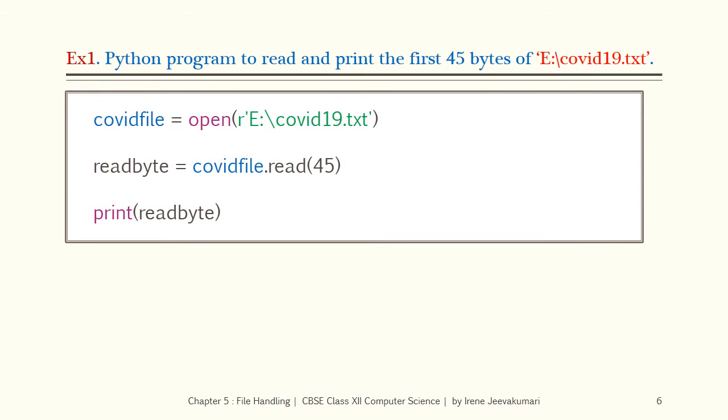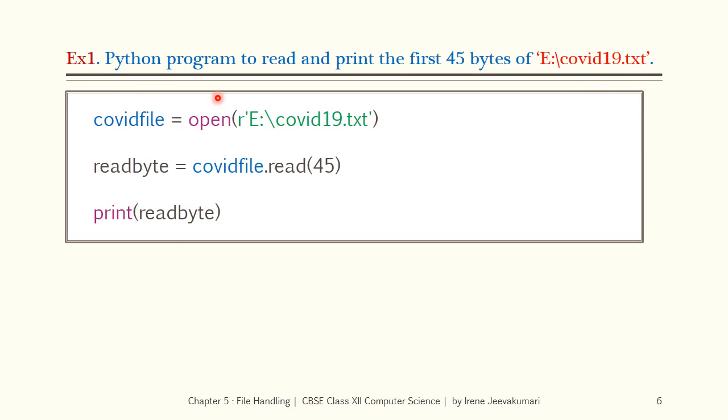Exercise 1. Python program to read and print the first 45 bytes of covid19.txt file from eDrive. We are asked to read and print the first 45 bytes of the covid19.txt file. But before doing the reading or writing operation on the file, the file must be opened first in a specific mode and should be linked with the file object. And also to perform the read operation, the file must be opened in read mode.